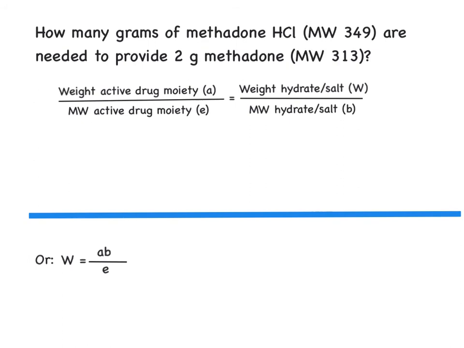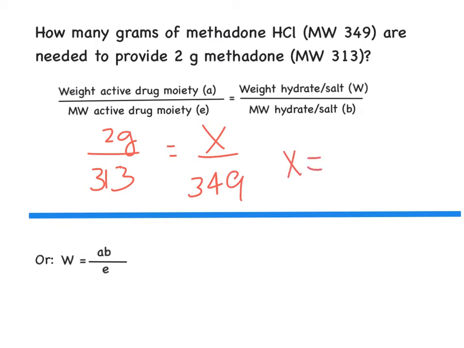We can also solve for the equivalent weight of salts using the same approach. So in this case, how many grams of methadone hydrochloride do we need to provide 2 grams of methadone? So we want 2 grams of our active drug methadone over its molecular weight of 313. We can set that equal to X over the weight of the salt, which is 349. So if we solve for X, we get 2.23 grams.